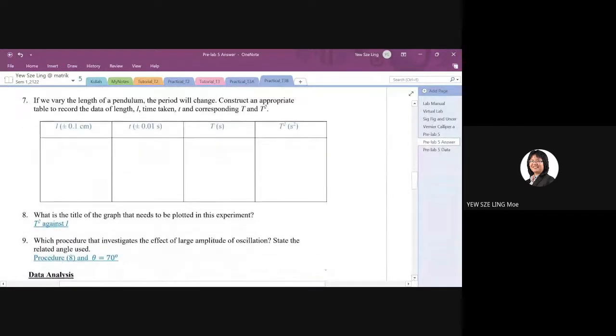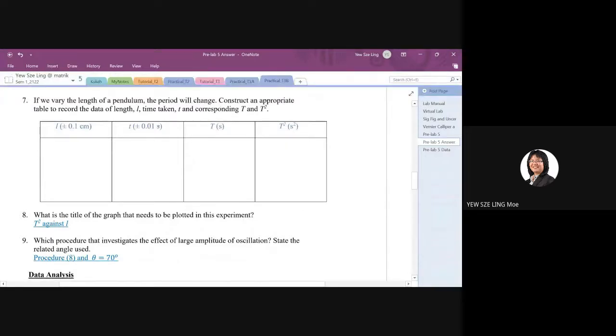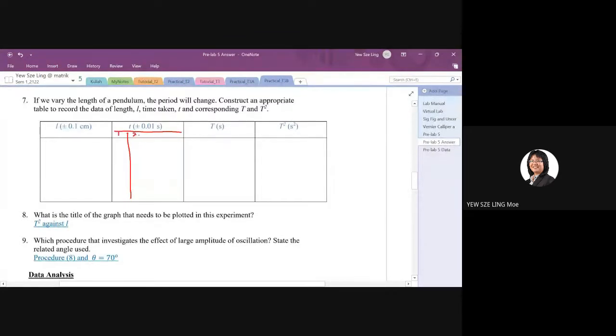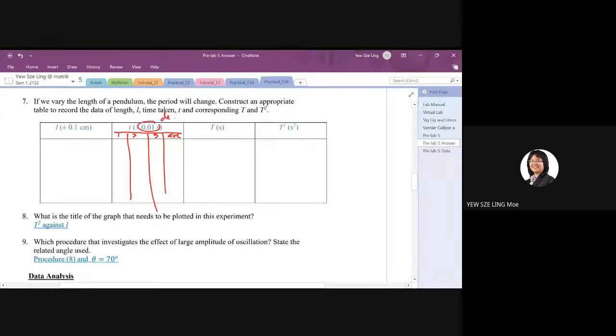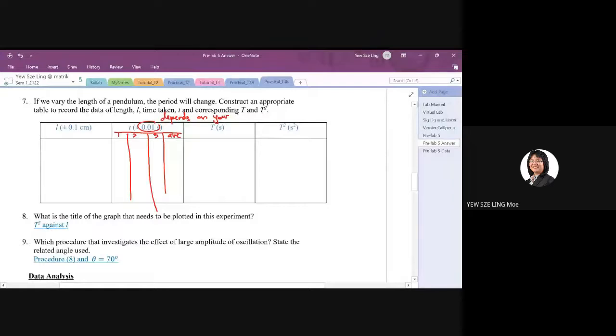Okay, number 7, if we vary the length of the pendulum, what is going to happen? Now this table is a bit incorrect. Okay, I will modify it a bit. You need to include it here: 1, 2, 3, and then this one is your average. Okay, so the uncertainty depends on your device. All right, it depends on your device.